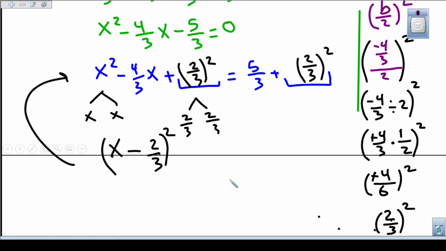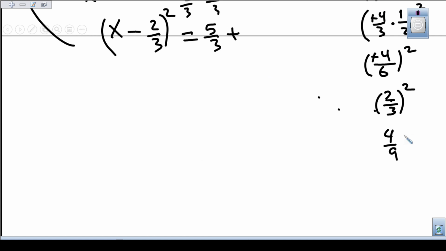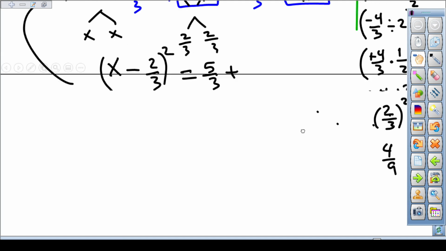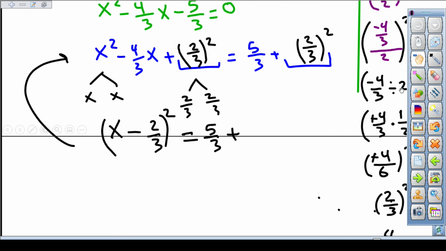Okay. Anyways, this is going to be equal to the right side, which is a little bit awkward now, because now we have to really know what's going on. We have to split it out here. 5 over 3 plus the 2 over 3 squared, or if you guys remember the value that we came up with down here, 4 over 9. See that? So I'm going to go up here and then use that value, 4 over 9. Okay. That's 4 over 9.